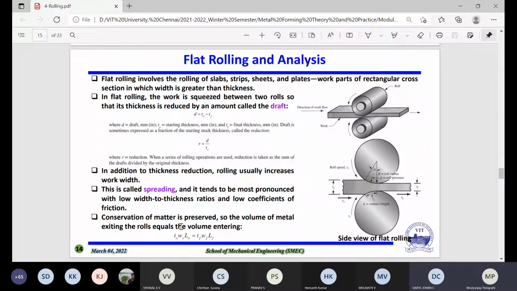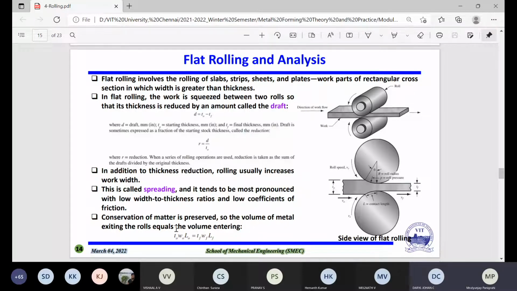And the conservation of materials preserves the volume: the volume of the metal exiting at the rolls equals the volume entering. Like in forging, what we have discussed, the initial volume and the volume after forging are similar. Similarly here, whenever we are talking about rolling, whatever the initial volume we had, after rolling we will find the same volume.